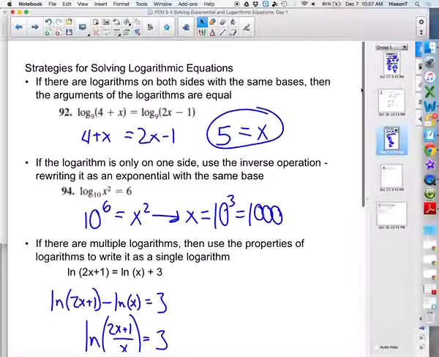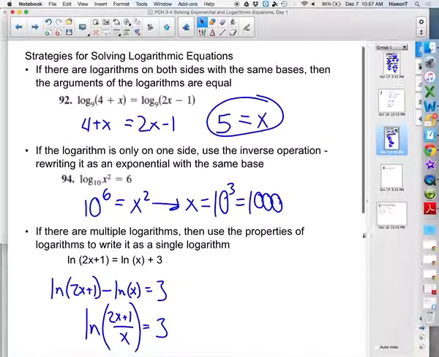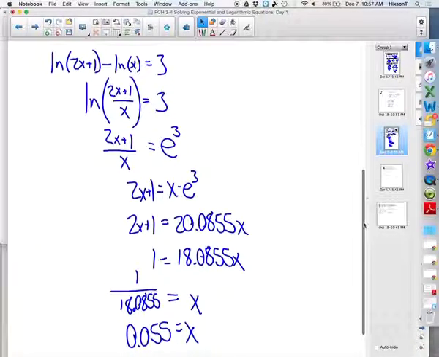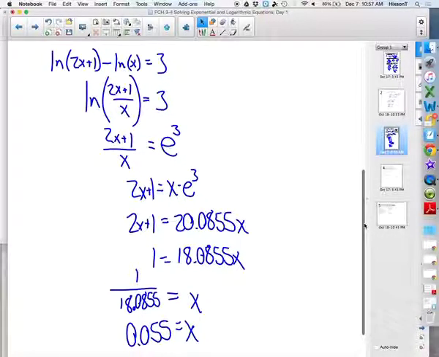For the last one where it says 2x plus 1, is that x times e to the 3rd or x minus? Oh, right here? Yeah. That's x times, because what we did right here, to get the x out of the denominator, I multiplied on both sides. Okay. Anything else?